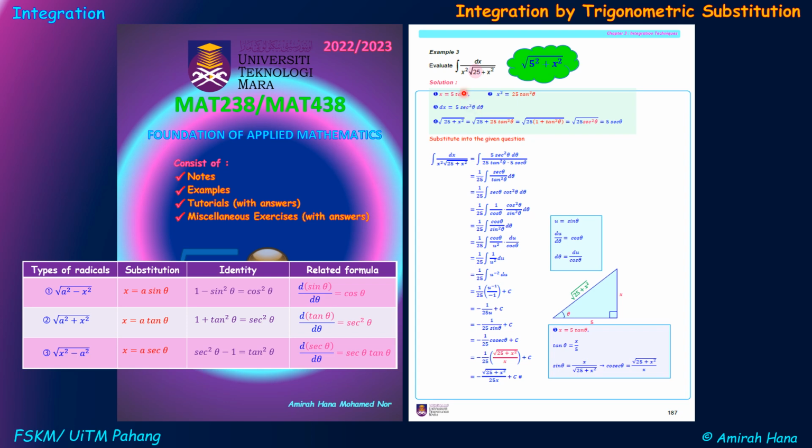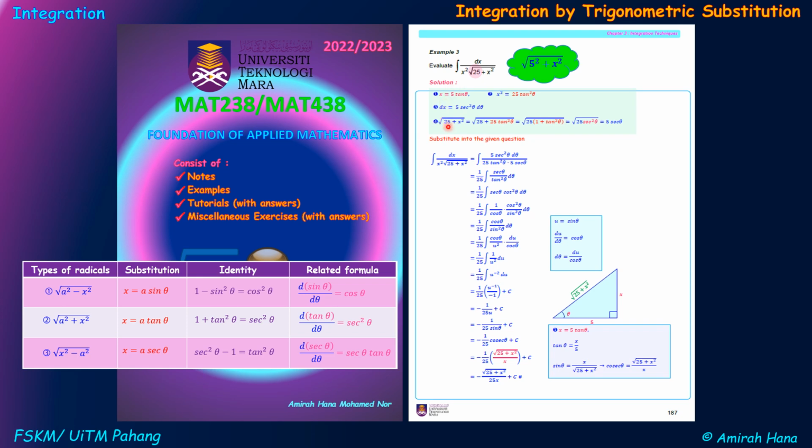Okay. So bila kita guna x equals to a tangent theta, so kena tahulah differentiate tangent theta. Differentiate tangent theta equals to sec squared theta, daripada formula yang ni. Kalau kita ambil x equals to a tangent theta, kena tahu differentiate tangent theta equals to sec squared theta.